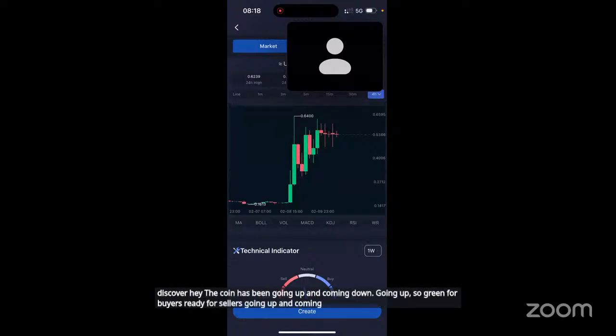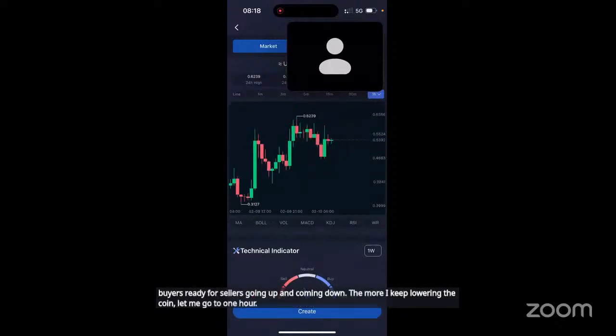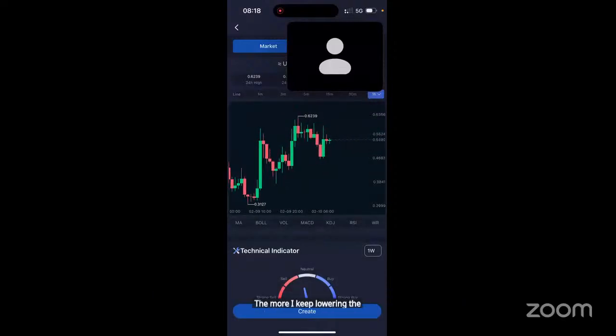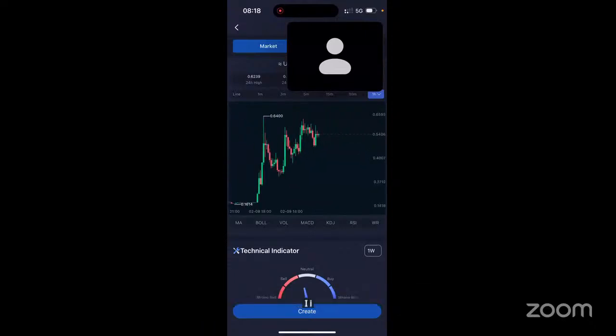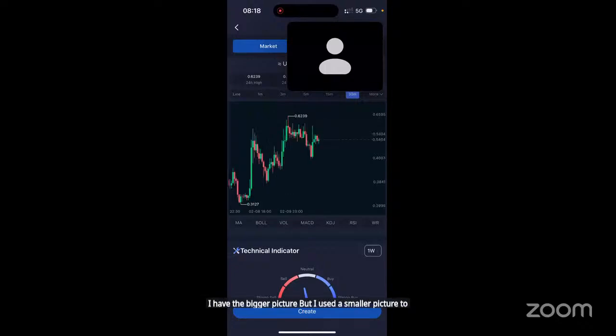The more I keep lowering the time frame, let me go to 1 hour. The more I keep lowering, I find that I could have buying opportunities. The coin goes down, comes up, goes down, comes up, goes down. So I have the bigger picture, but I use a smaller picture to make an entry in this particular coin.